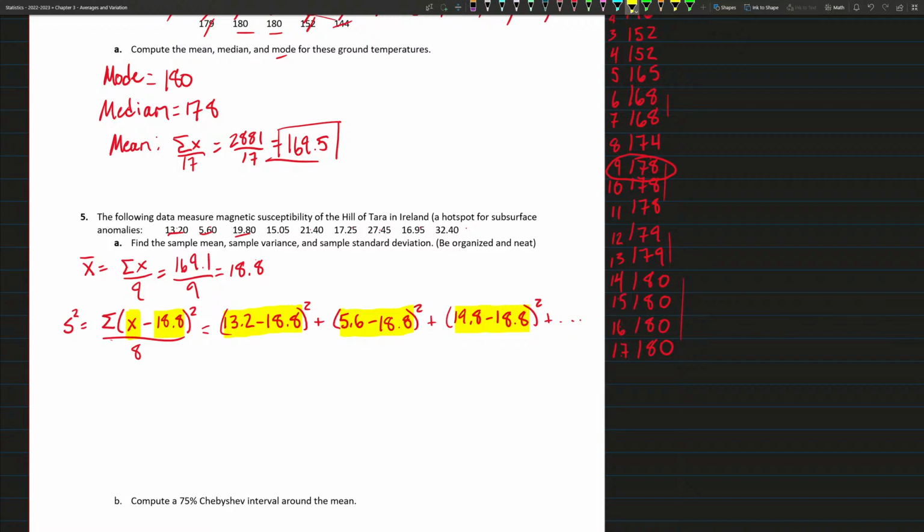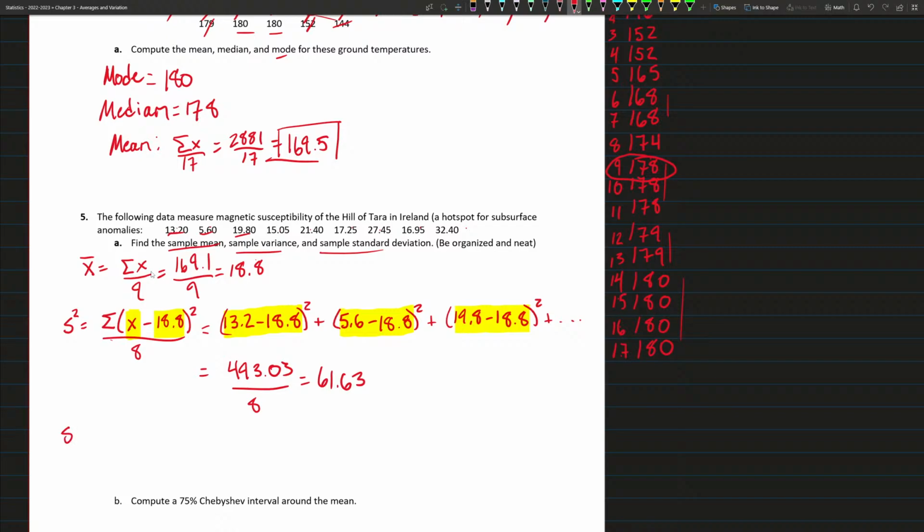So when I add the squares of all these things together, we get 493.03. We have to divide that by 8, and we get 61.63. Okay, so we did sample mean, we did sample variance, and now we need a sample standard deviation.